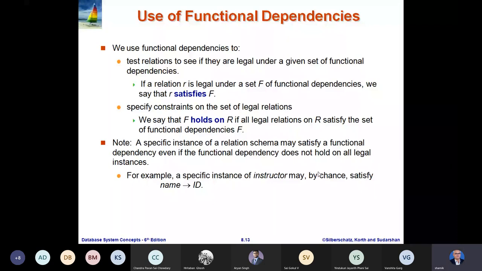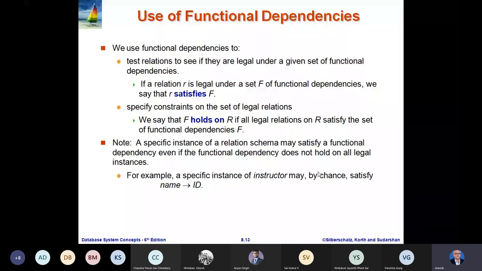So, what is the use of functional dependencies? We can use functional dependencies to do two things. One is to test relations that are given to us to see if they are legal under a given set of FDs. That means that we are given a relation R, capital R, and we have a set of FDs that are defined on capital R. So if a relation r is legal under a set F of FDs, we say that r satisfies F. The other is that they specify constraints on the set of legal relations.